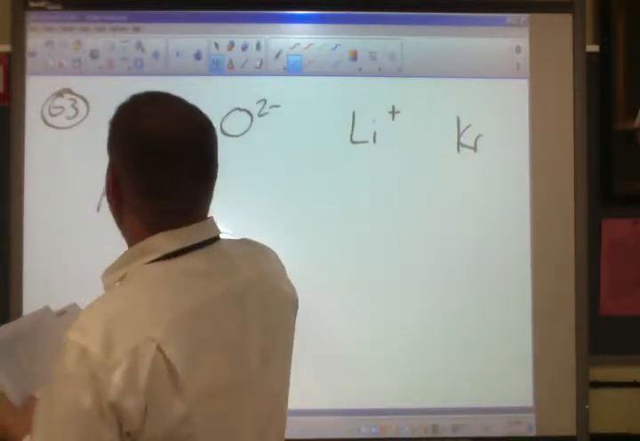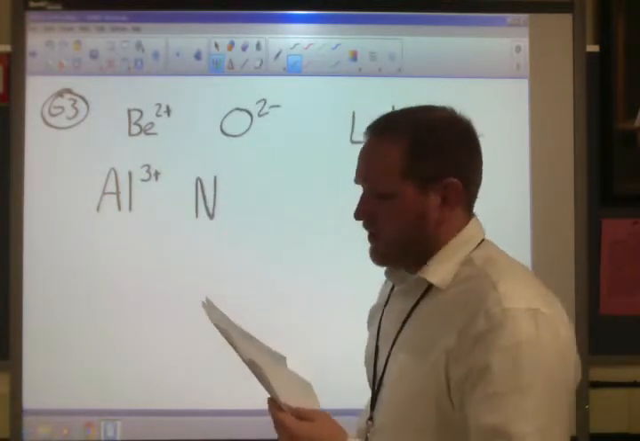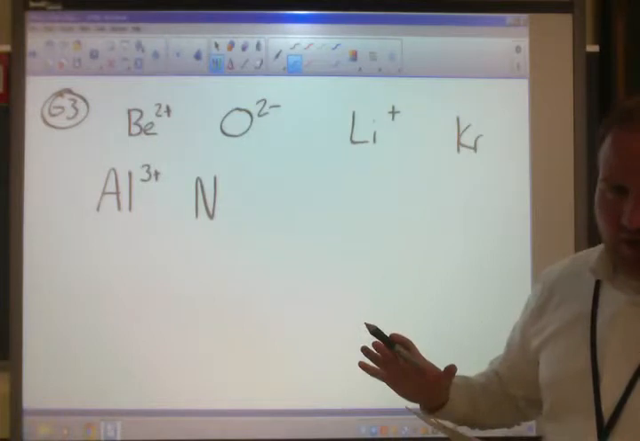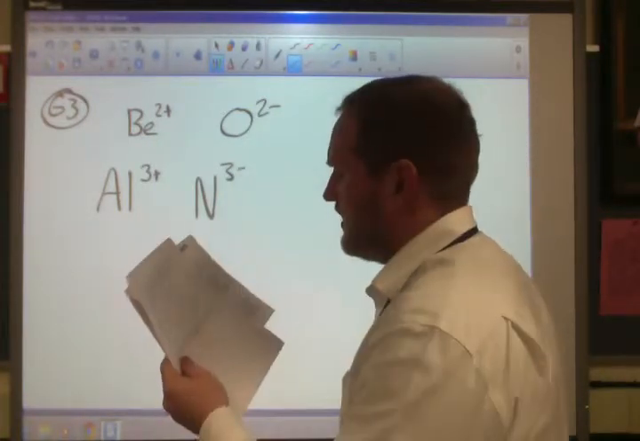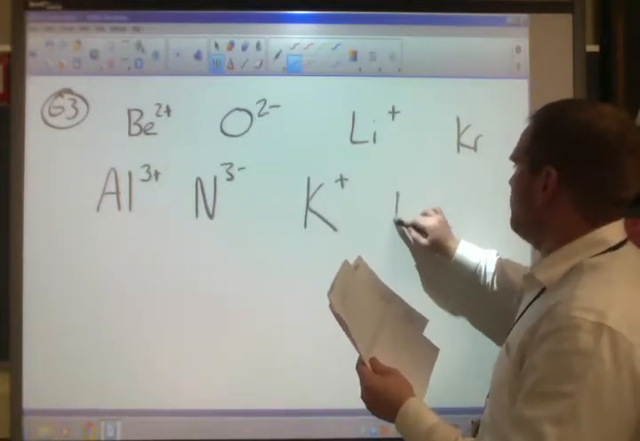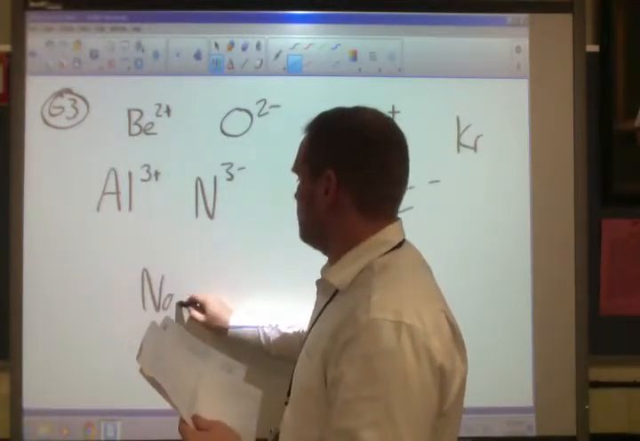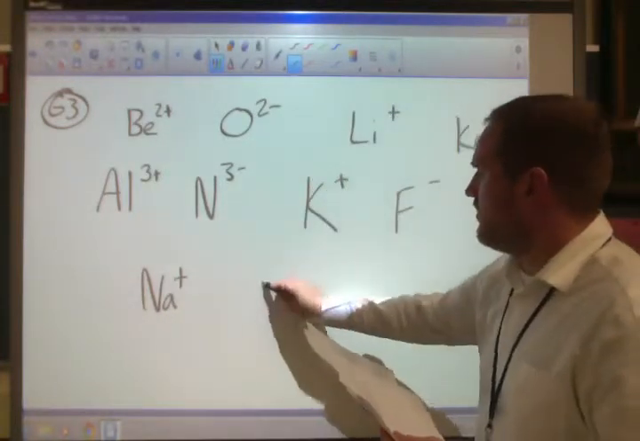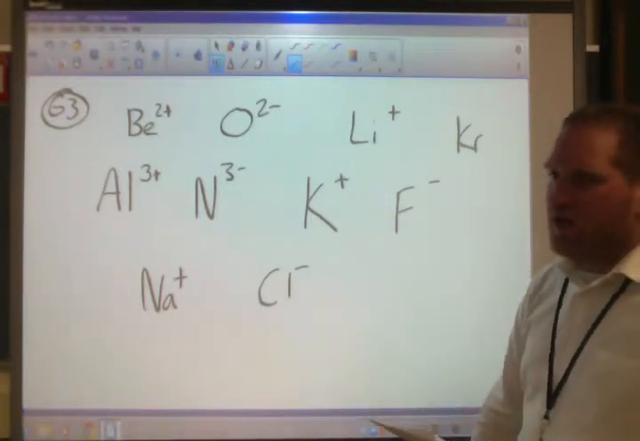Aluminum. 3 valence electrons, so it forms a 3 plus. Nitrogen. 5 valence electrons, so it wants to gain 3 more to get 8, so 3 minus. Potassium plus. Fluorine minus. Sodium plus. Chlorine minus. Again, you just have to look at the number of valence electrons.